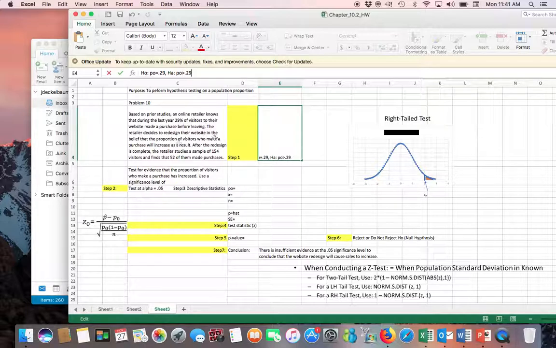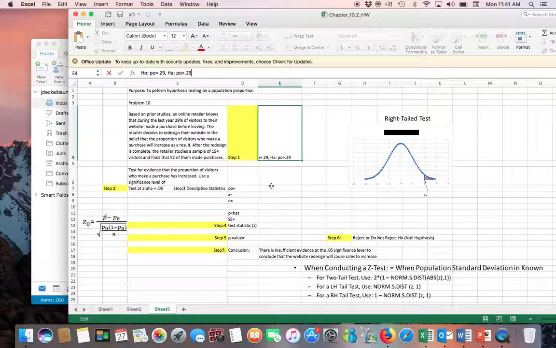Again, the example says the retailer decides to redesign the website in the belief that the proportion of visitors who make a purchase will increase. That translates into greater than. We want to test for evidence that the proportion of visitors who make a purchase has increased, and we want to use a significance level of alpha equals 0.05. So step 2 is defining our significance level.